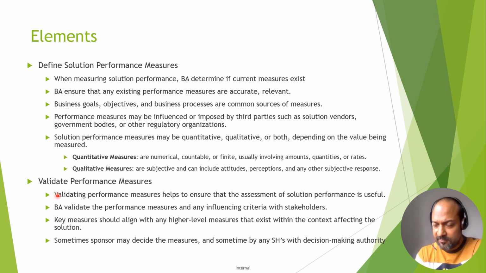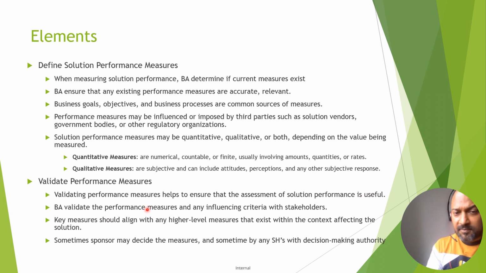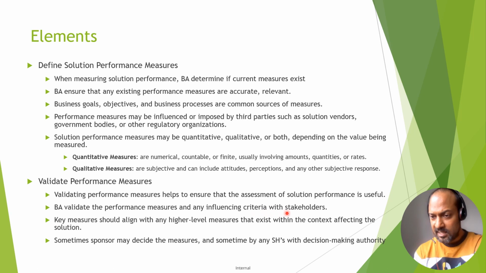Here we are validating the performance measures. Remember the second point I mentioned: after defining and identifying the measures, we validate those measures. Validating performance measures helps to ensure that the assessment of solution performance is useful. The BA validates the performance measures and any influencing criteria with the stakeholders. Key measures should align with any higher-level measures that exist within the context affecting the solution. Sometimes sponsors decide the measures, and sometimes stakeholders with decision-making authority decide them.